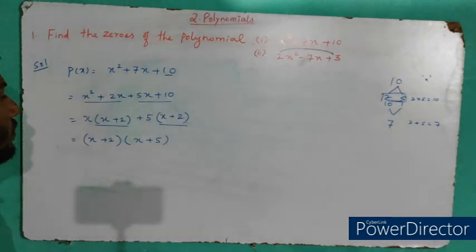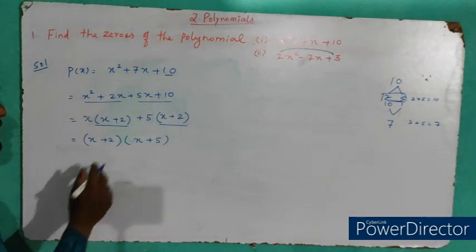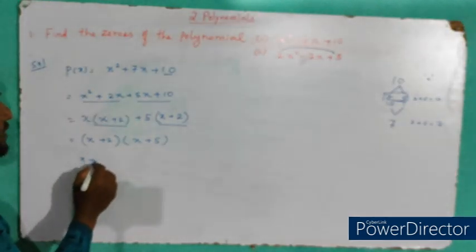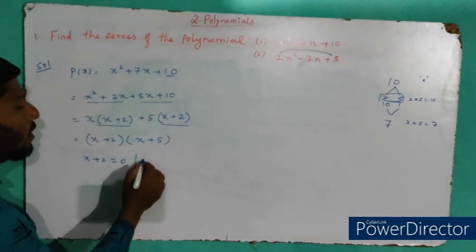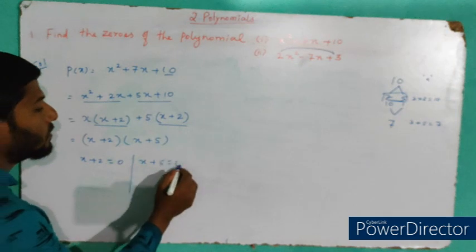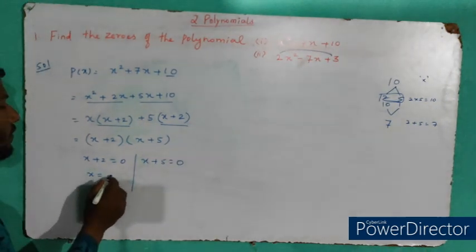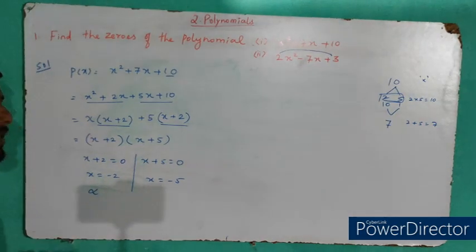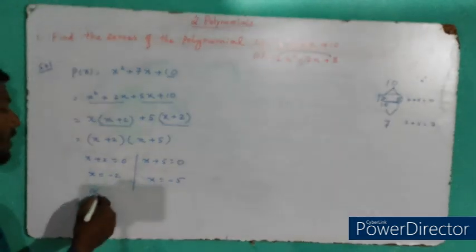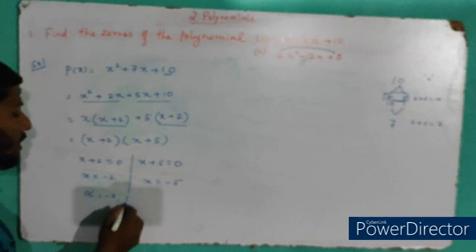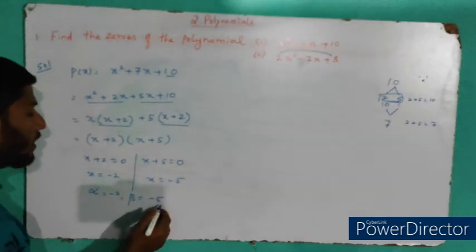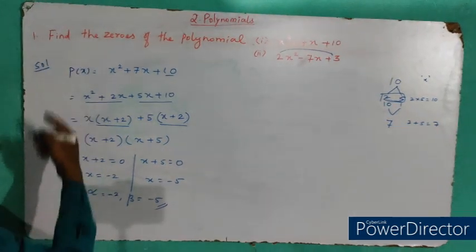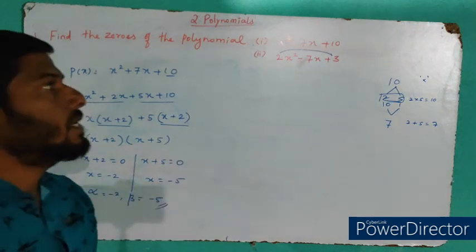If you want to find out zeros, then apply each factor equal to 0. Then x plus 2 is equal to 0, or one more x plus 5 is equal to 0. Your x equal to minus 2, your x equal to minus 5. Therefore the zeros, if you are taking the symbols as alpha and beta, alpha equal to minus 2 and beta is equal to minus 5. So these are the zeros of this polynomial x square plus 7x plus 10.